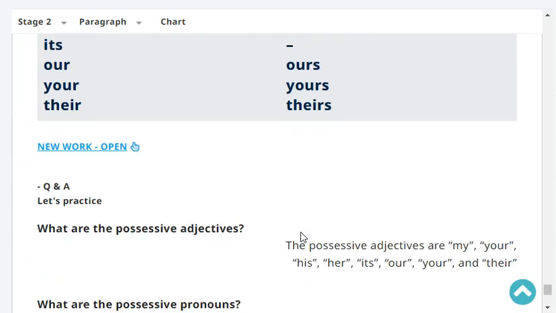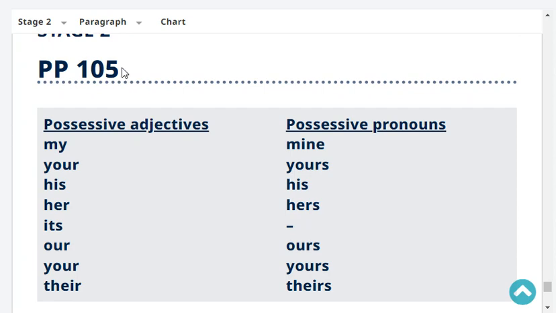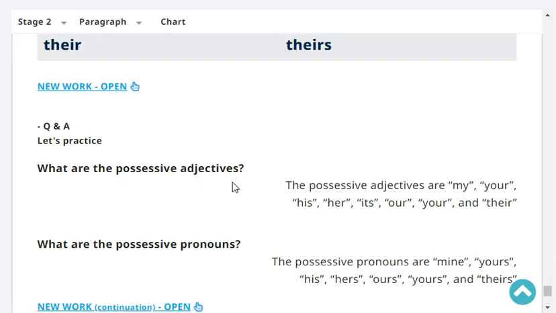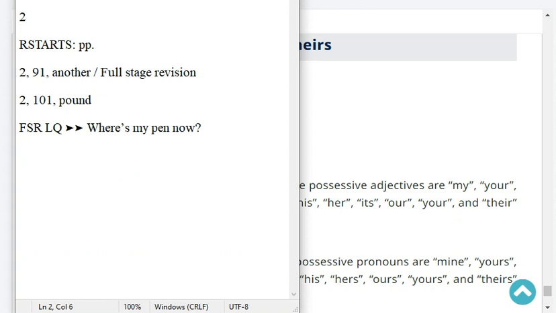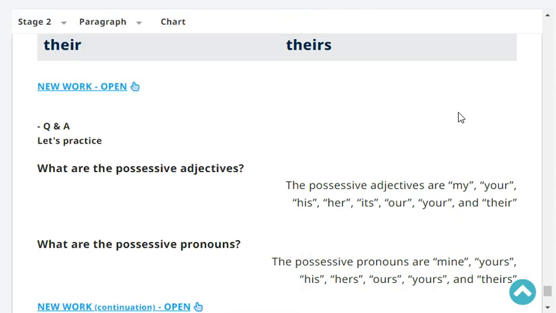Okay. What are the possessive adjectives? The possessive adjectives are my, your, his, her, its, our, your, and their. Very good.